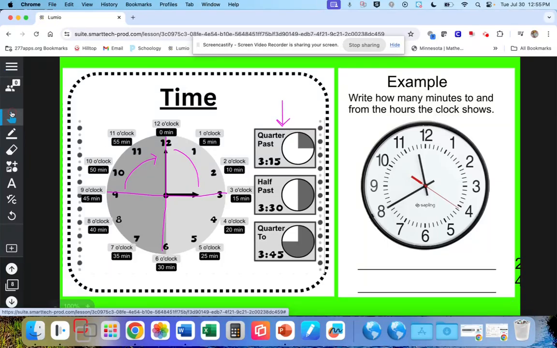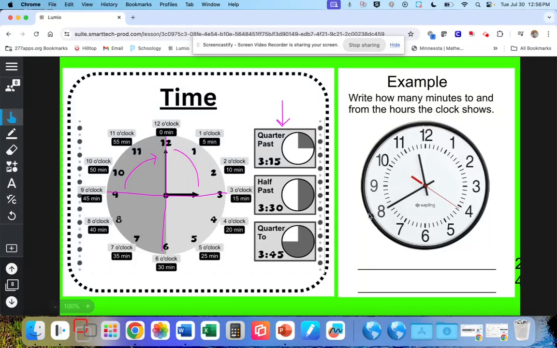So now we're going to look at how to write an example using this clock. So if I notice my hour hand is between the 11 and the 12, that means it's after 11 o'clock and not quite 12 o'clock. The minute hand is on the 8. So if we count by fives, 5, 10, 15, 20, 25, 30, 35, that would be 40 minutes.